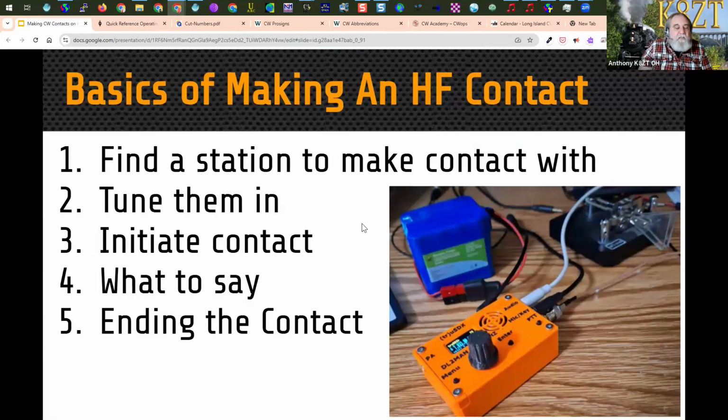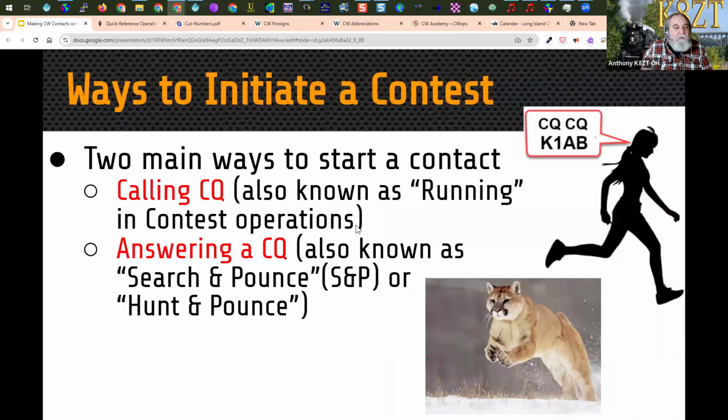So let's make a contact. This is a very similar slide to the one I use for phone, but basically you need to first find a station you want to make contact with, tune them in, initiate the contact, decide what you are going to say, and then end the contact. So we'll talk about all 5 of these.